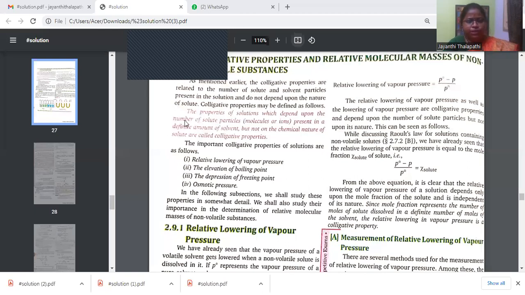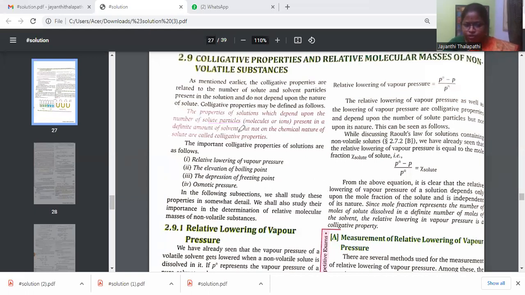Hi everyone. Today's class we're going to discuss relative lowering of vapor pressure, which is a colligative property. What is a colligative property? Here is a definition: the properties of solutions which depend on the number of solutes present in a definite amount of solvent, but not the chemical nature of the solute.